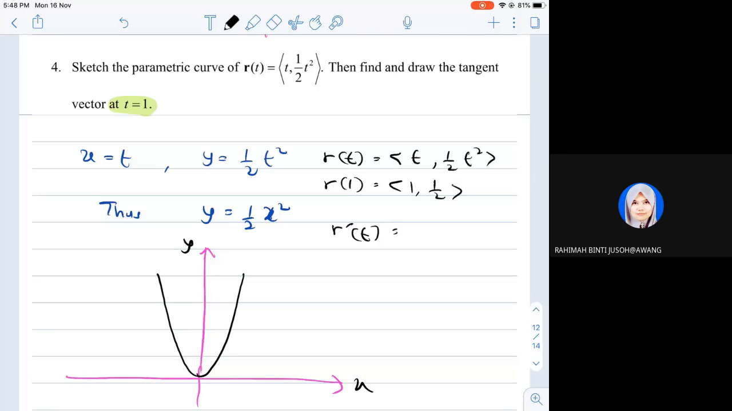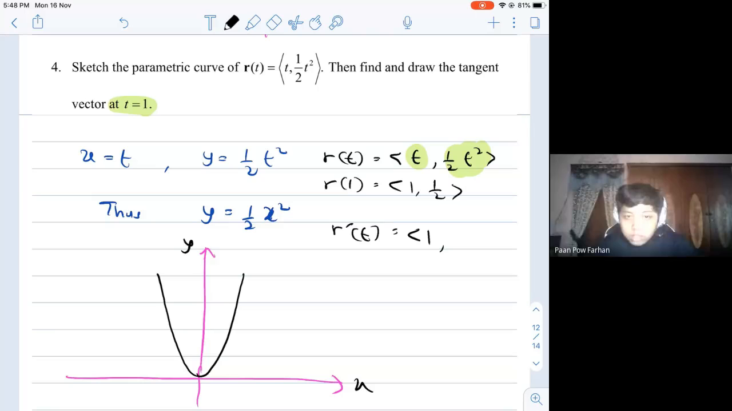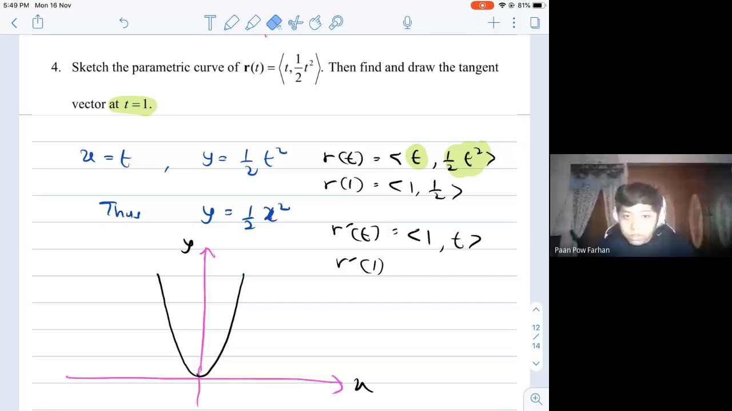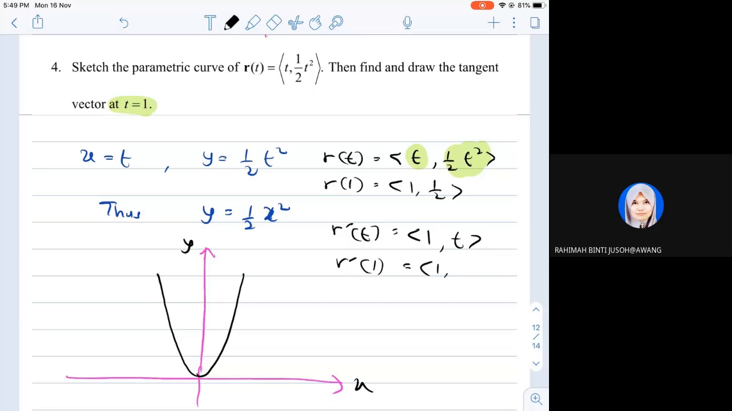Differentiate t, what do you get? This is easy, 1. Okay, then differentiate 1 over 2 t squared. What do you get? t. You get t, yes. So substitute again, r prime of 1 is 1 and 1. Yes, 1 and 1.